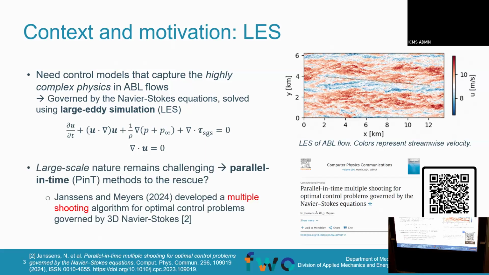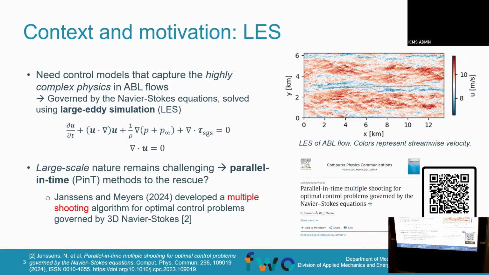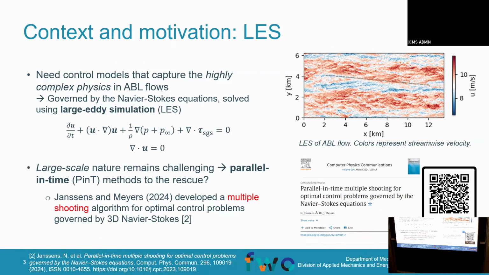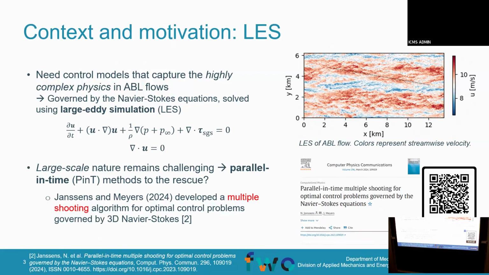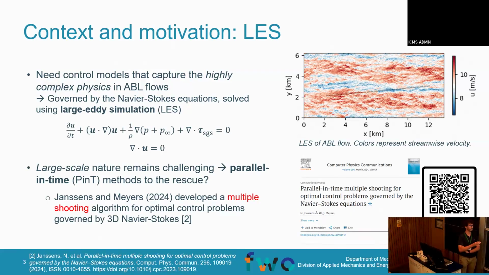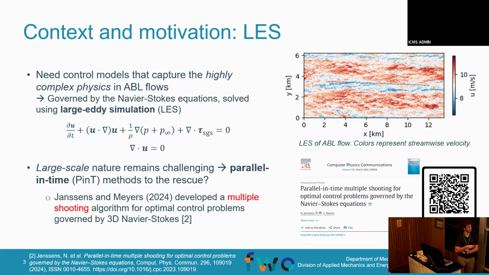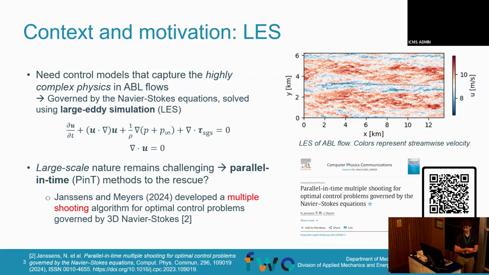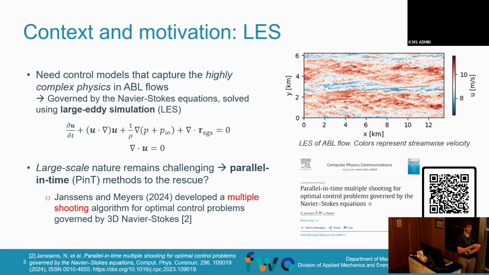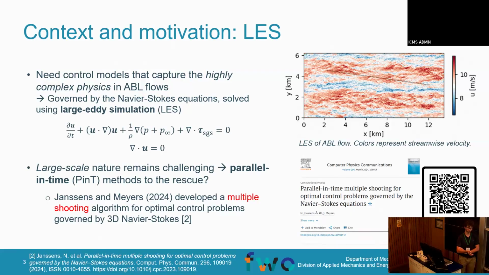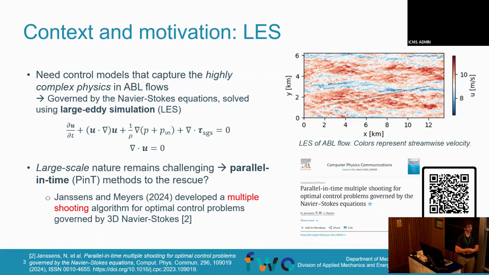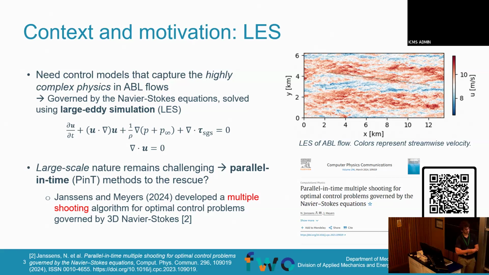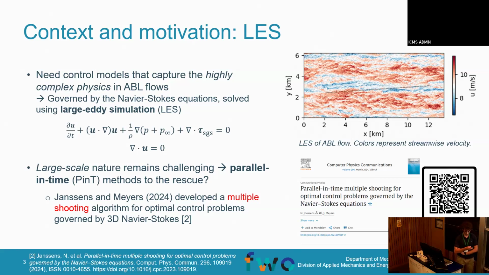Now, these large eddy simulations, as I said, are very slow and very large scale. Because of that, we were trying to use parallel in time methods to speed up these simulations, especially when doing optimization with them. This resulted in a publication about 2 years ago, where we developed a multiple shooting algorithm specifically targeted for large-scale optimal control problems governed by the three-dimensional Navier-Stokes equations. If you're interested in that, I've included the QR code, so please have a look.